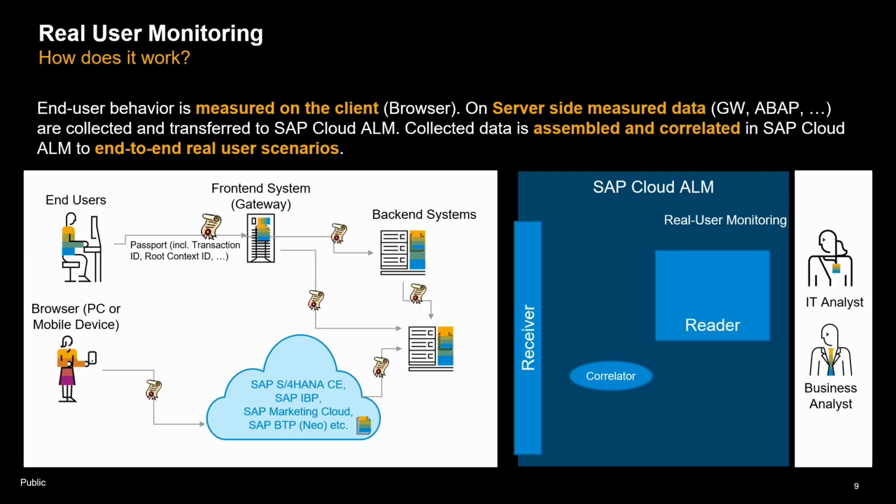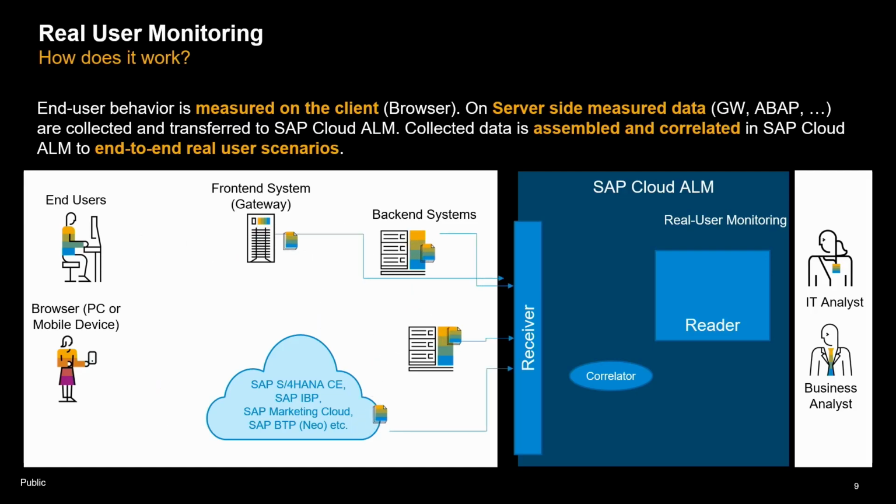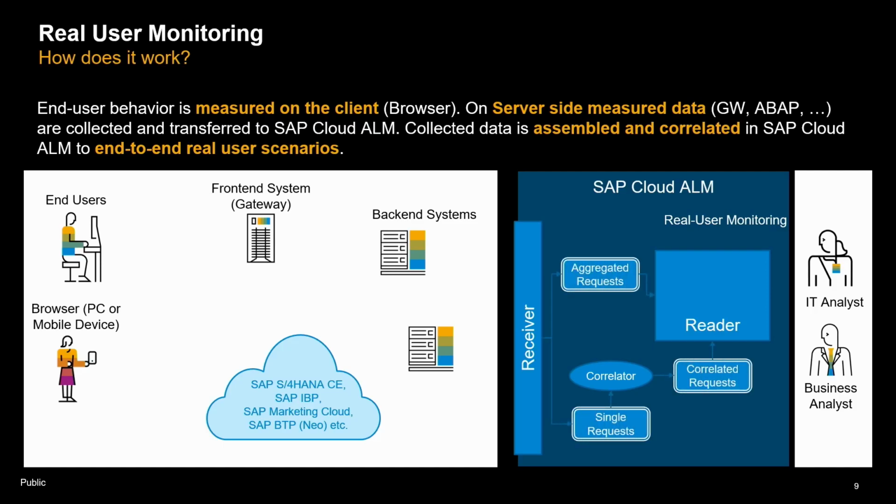And so we provide a transaction ID, for example, and this allows us then later, when we pick up the data from the different systems via the receiver component in Cloud ALM, to correlate such a request execution. We know where it comes from, we know where it was sent to, we know the measurements that have been done for this particular request on the back-end components, on the cloud services.